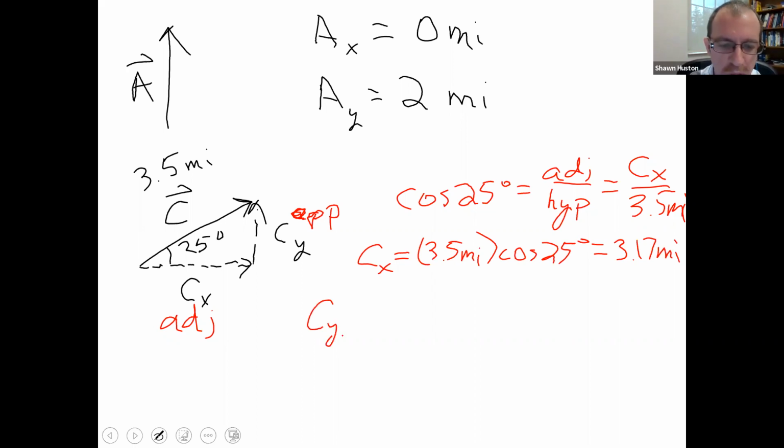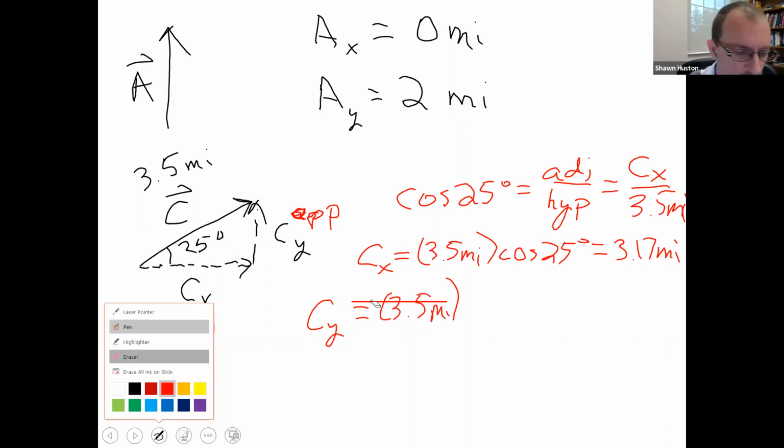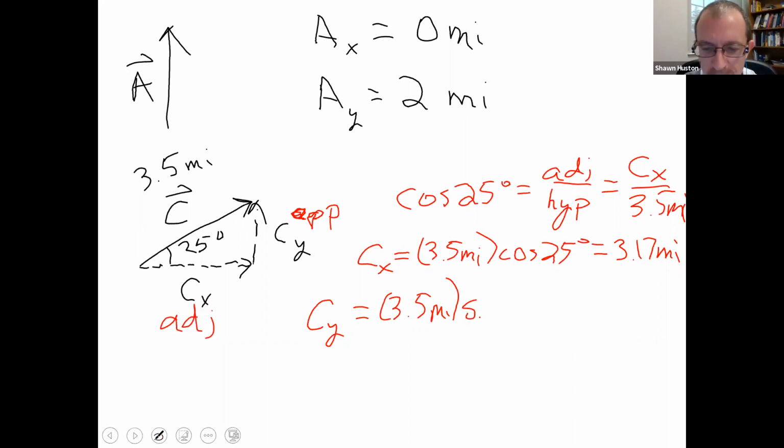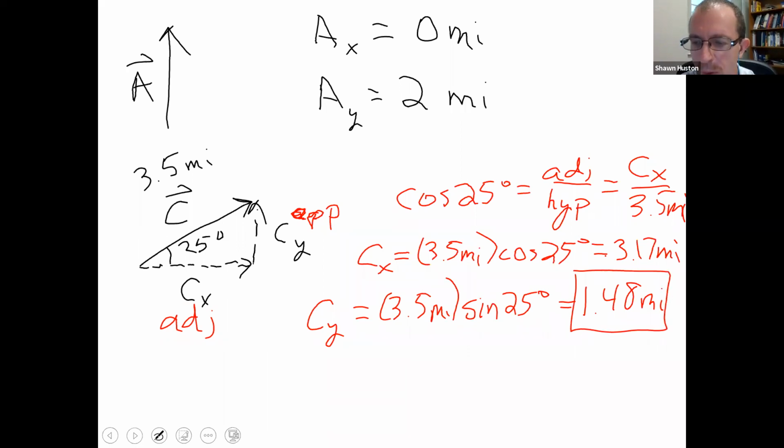Okay. What about C sub y? Well, if we used cosine to figure out C sub x, we can go through the exact same set of operations and use sine to figure out C sub y, because now we're figuring out the opposite side. And when we do this, we are going to get out the result that C sub y is 1.48 miles. All right, those are important, that one, and these two right there.